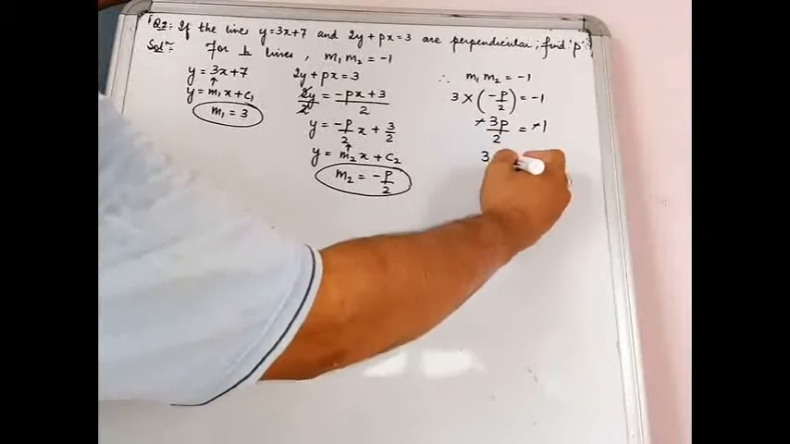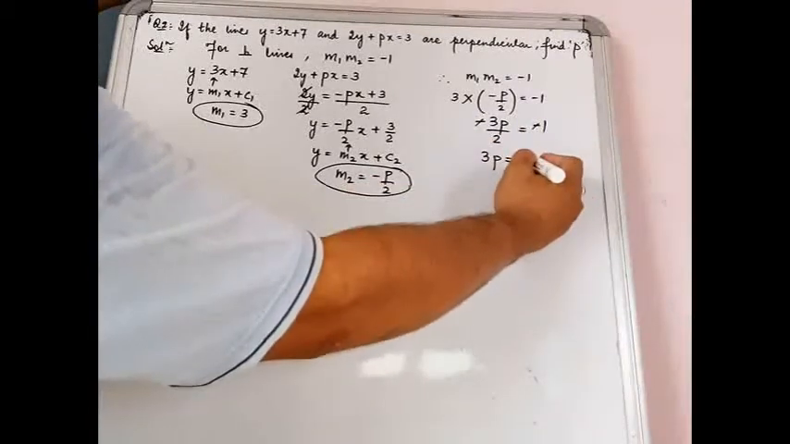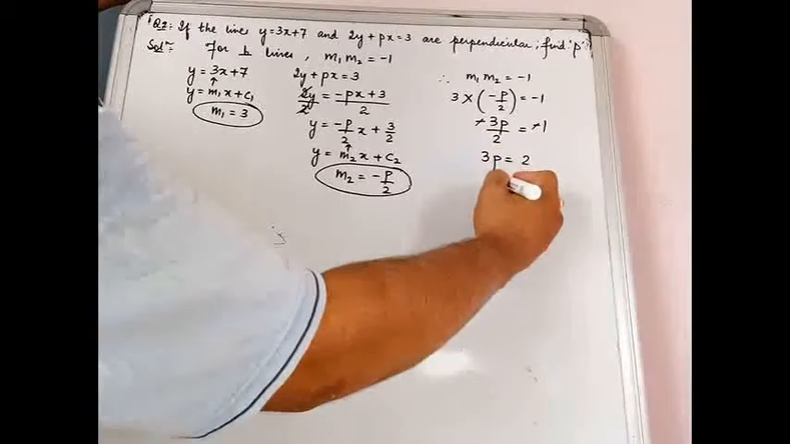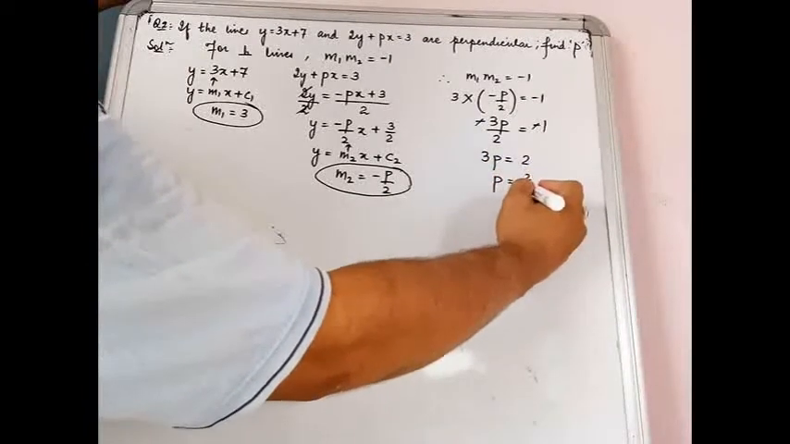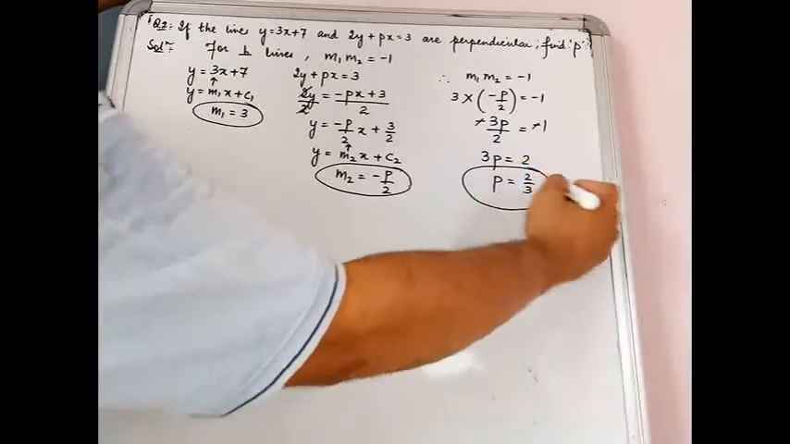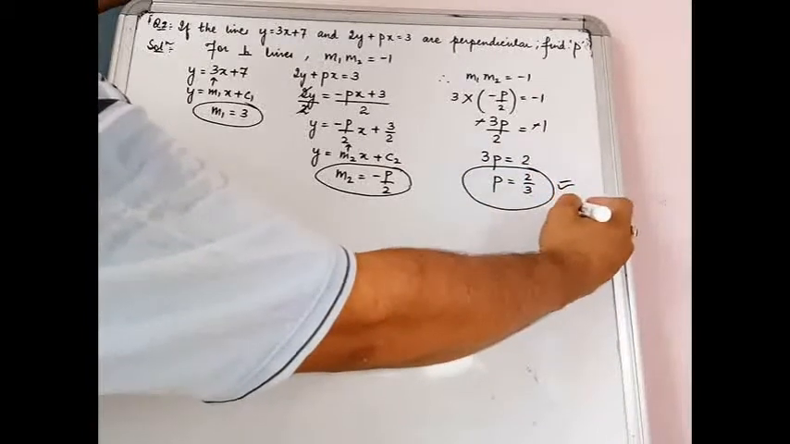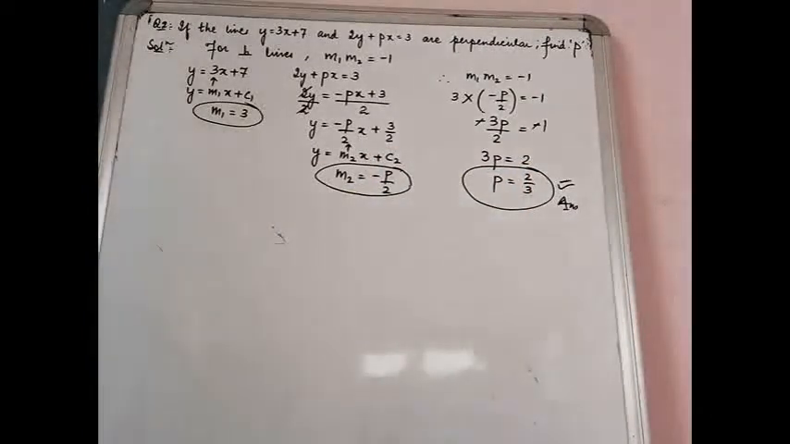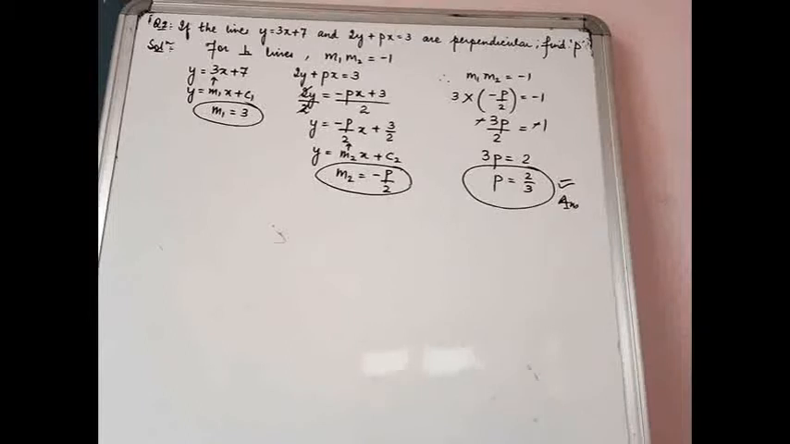3p is equal to, now this 2 goes this side, it multiplies, you have 2. So p becomes equal to 2 by 3. This is your answer. Okay, so this is your answer. You had to find the value of p. P is coming out to be 2 by 3 according to the condition of perpendicularity.